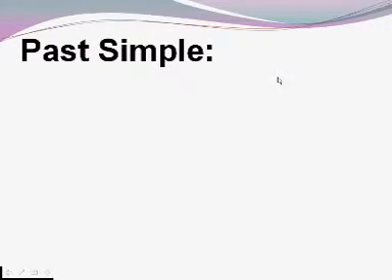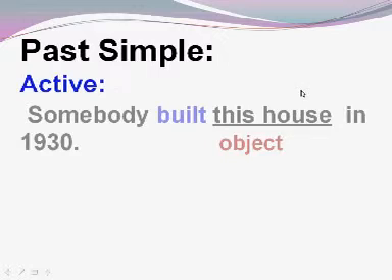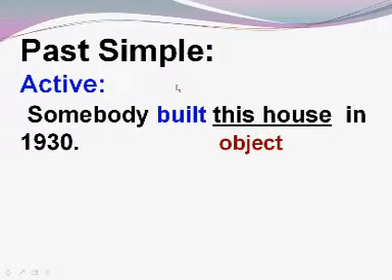Okay, as for the past simple, sentences that have the past simple tense in their structure, how can we turn those into the passive form? Look at this sentence in the active form. Somebody built this house in 1930. Where the object here, of course, is this house. The most important thing is to get the object of the sentence. Somebody built this house in 1930. Okay?